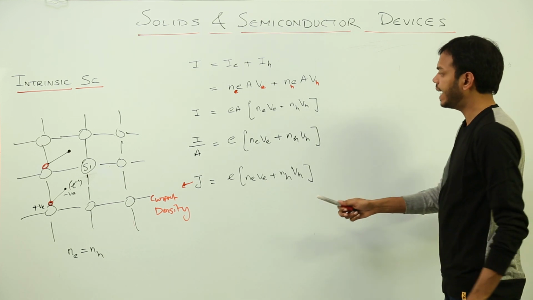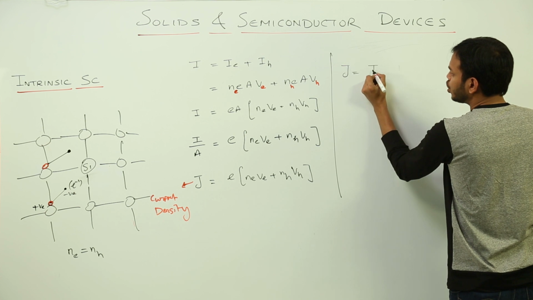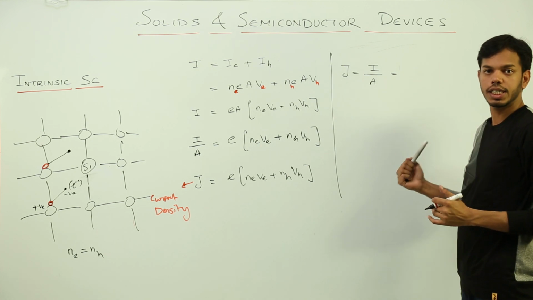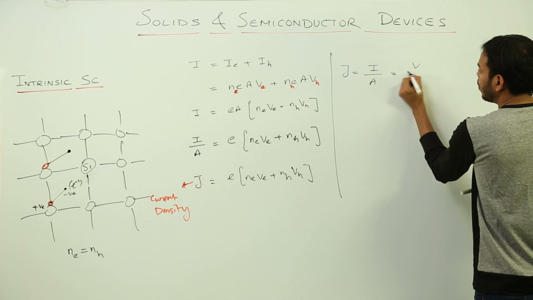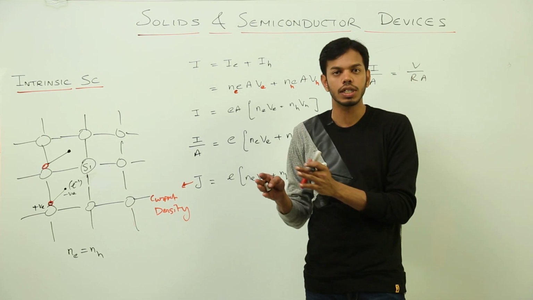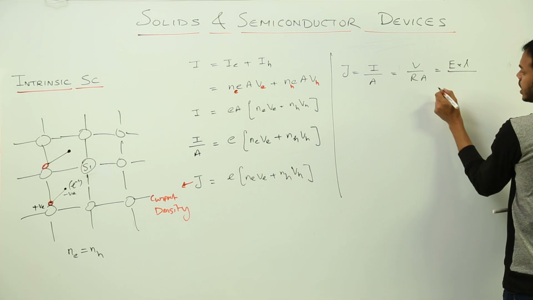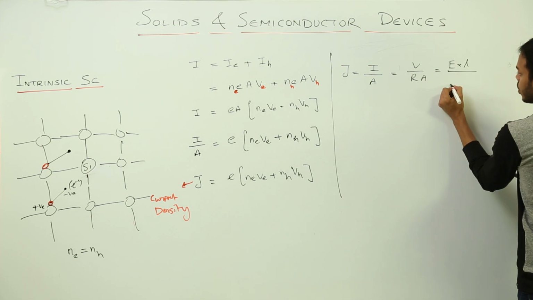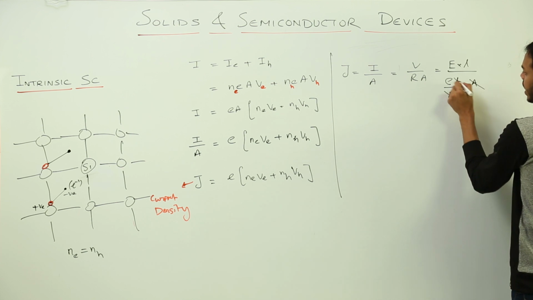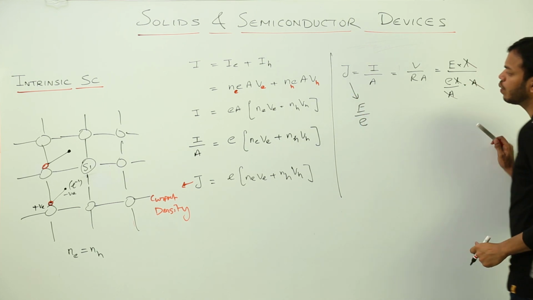Simple. Now I can replace J with another term. See what I'm doing. J, which is current upon area. What is current? Voltage upon resistance, V upon R, according to Ohm's law. So this would be V upon R into A. I'm replacing V. What is potential? Electric field into distance, or electric field into length. So this V becomes E into L upon this R. R becomes rho L upon A. This becomes rho L over A times A. A gets cancelled out. L gets cancelled out. I'll be left with E over rho. So this J is equal to E upon rho.